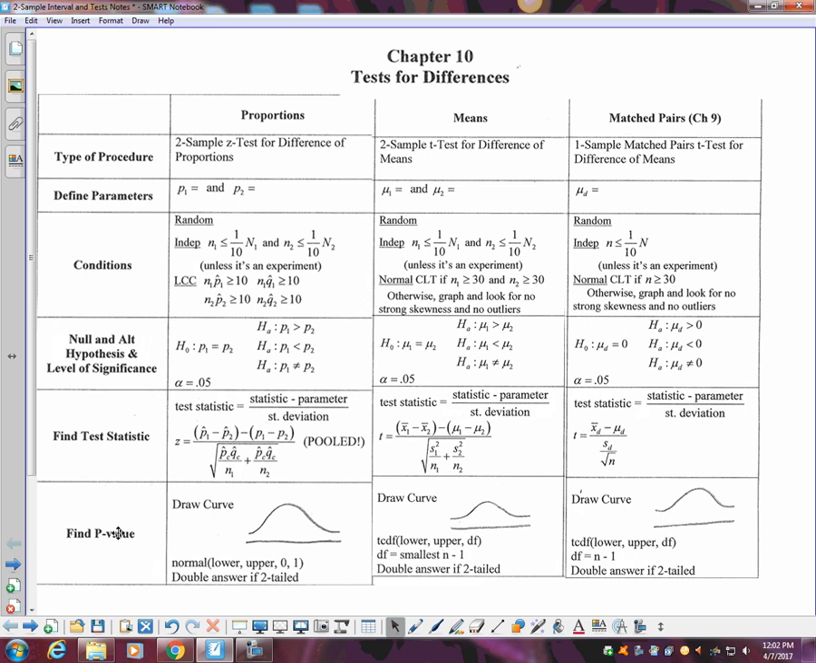Your alternates is either that the first one's bigger than the second one, the first one's smaller than the second one, or just that they are different. And this is your right-tailed and your left-tailed and your two-tailed. And then you're always going to set your alpha. If they don't give you one, you're going to let it be 5%.